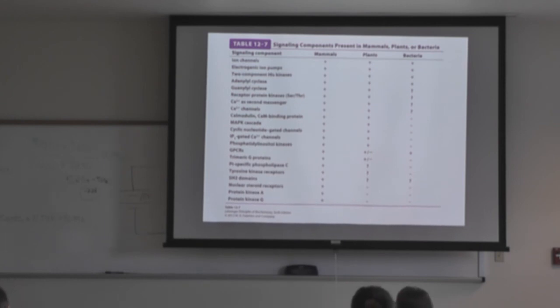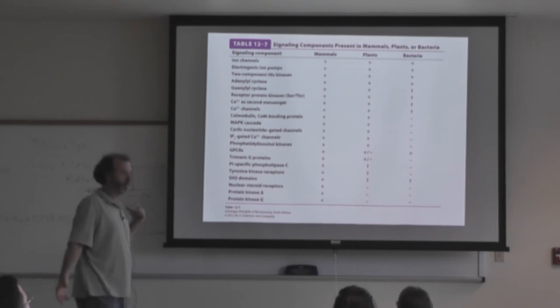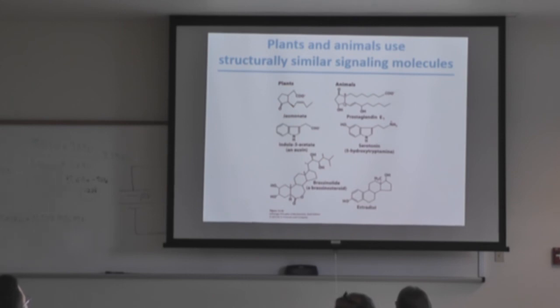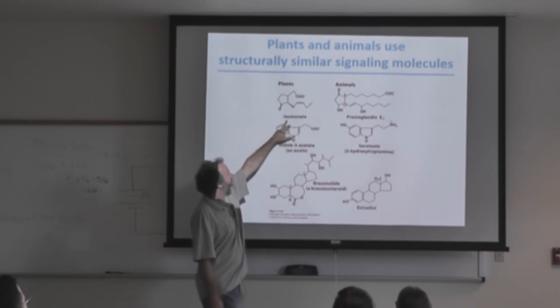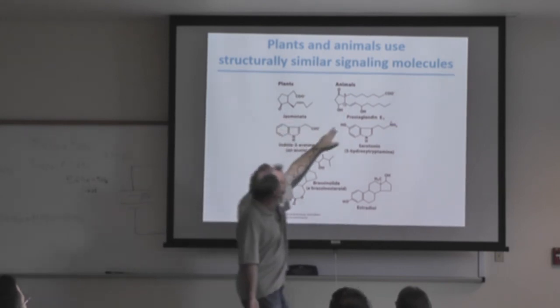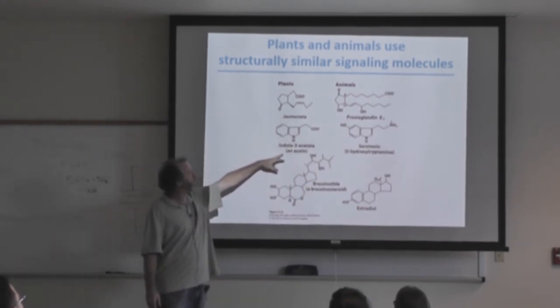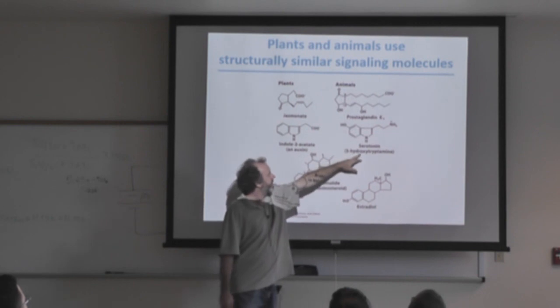So these are the signaling components present in mammals, plants, and bacteria. Basically, a lot of the things we talked about already. And you see bacteria have a lot less because they're single-celled organisms that don't need to respond to other tissues in the body, right? Plants and animals use structurally similar signaling molecules. Plants have molecules such as jasmonate, which is pretty similar to prostaglandin E1, and so forth. Indole 3 acetate in plants looks very similar to serotonin.